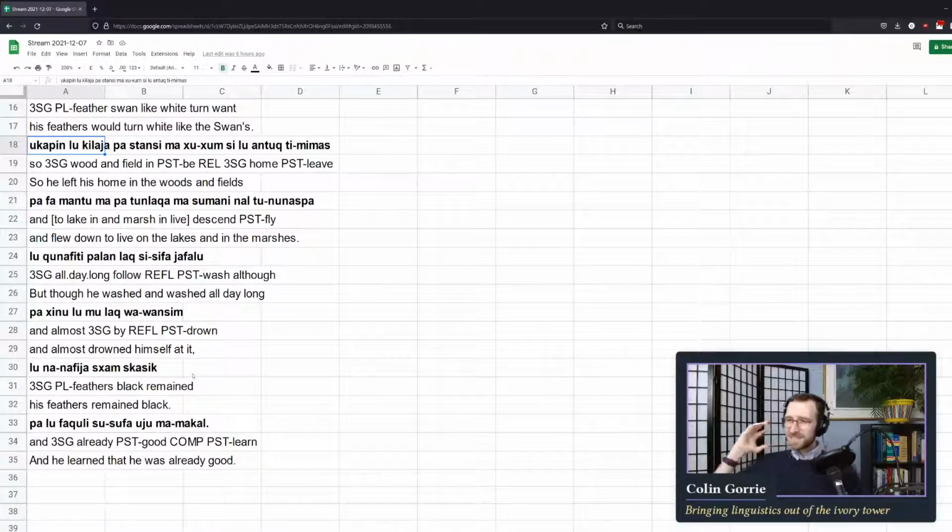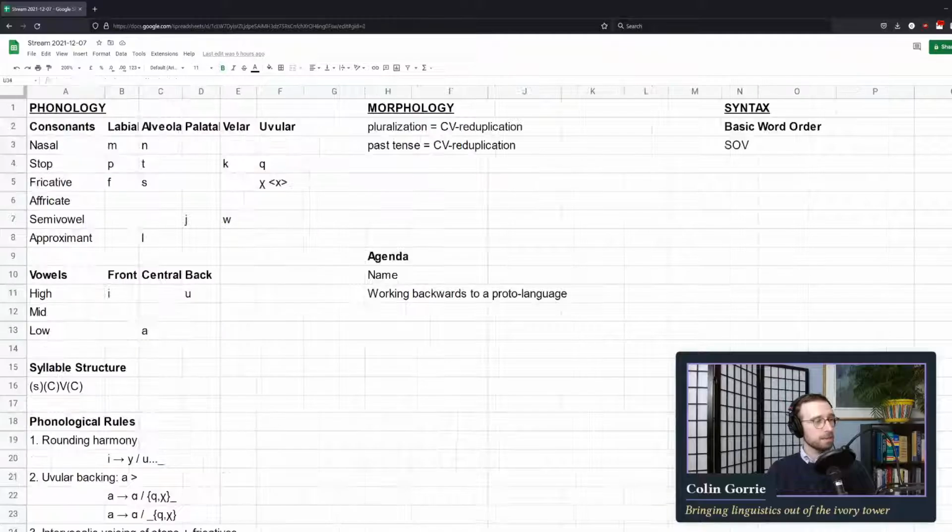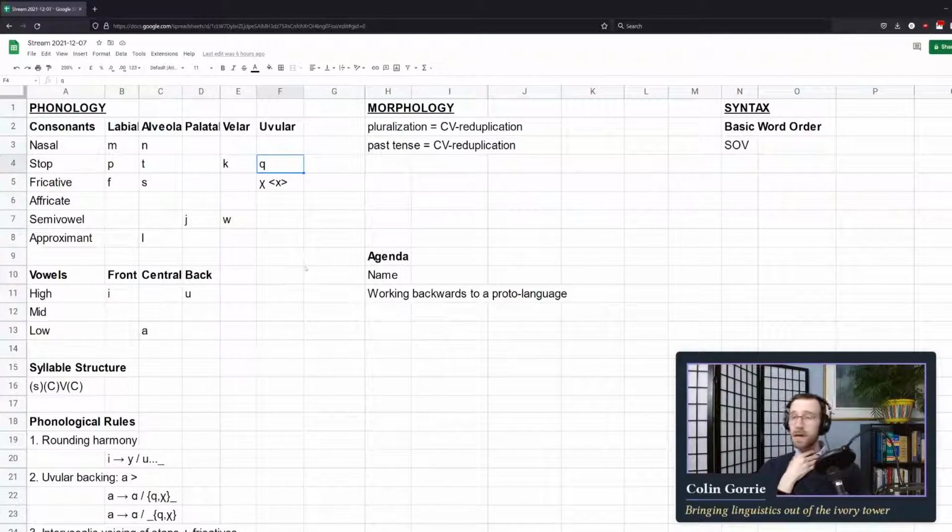So, yeah, this language is a lot of fun. It has some of the fun aspects that I find: three phonemic vowels, e, u, a. We have two uvular consonants, which are represented orthographically by q and x. So we have the voiceless uvular stop, q, and we have the voiceless uvular fricative, ch.